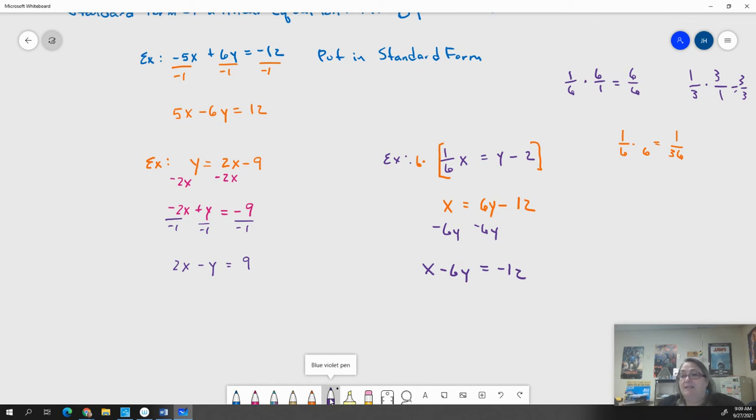Does that all make sense to you guys as far as moving those things around? You want it in an xy form on one side equal to the number on the other. Clear your fractions. And if there's a negative in front of the x, you're going to clear that out too.